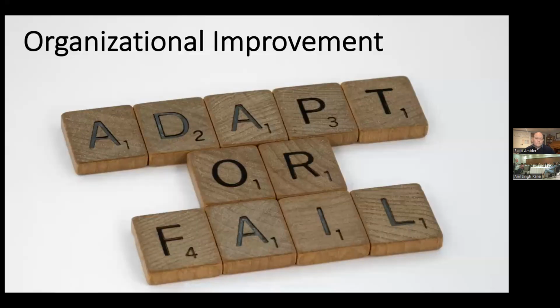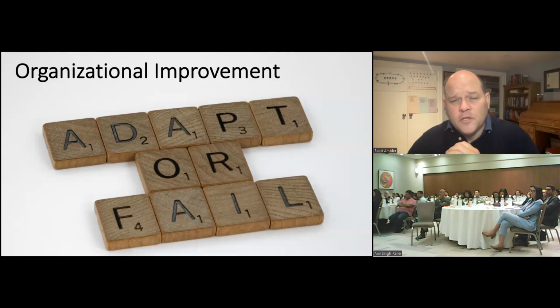So how do we apply DA at the organization level to do improvement there? First of all, organizations need to adapt. If they don't, they're going to fail. Our environment is moving too quickly. We saw this during COVID. Organizations that couldn't adapt to the new ways of working presented by COVID failed.